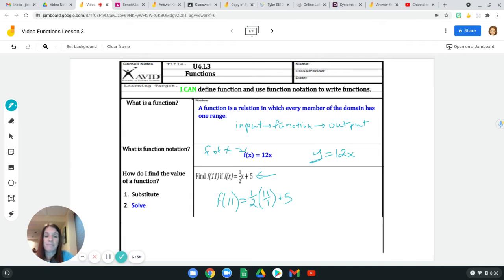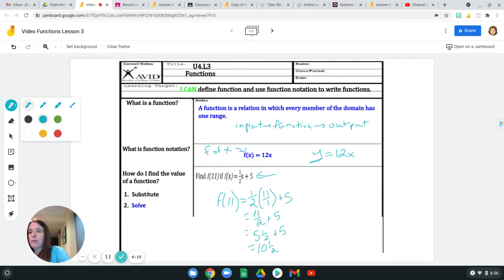And then we're going to do the math on the right. So 1/2 times 11, if we do that math, we know that's 11/2 plus 5. Well, let's change that 11/2 to the mixed number. So that would be 5.5 plus 5. And 5.5 plus 5 is 10.5. So when your input is 11, your output is 10.5. And you might want to make those marks on here. This is your input, and this is your output. Okay, let's look at another example.